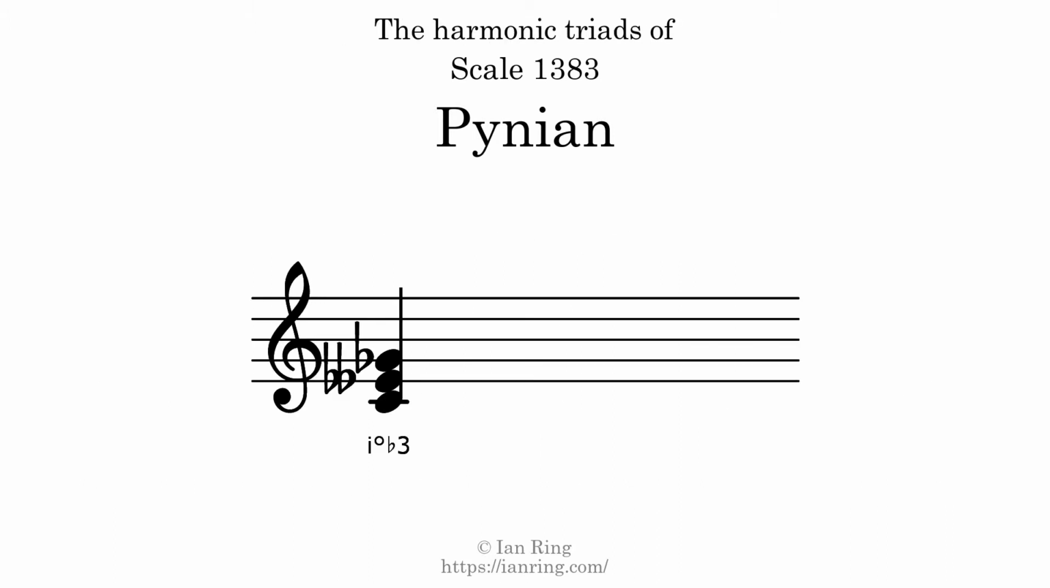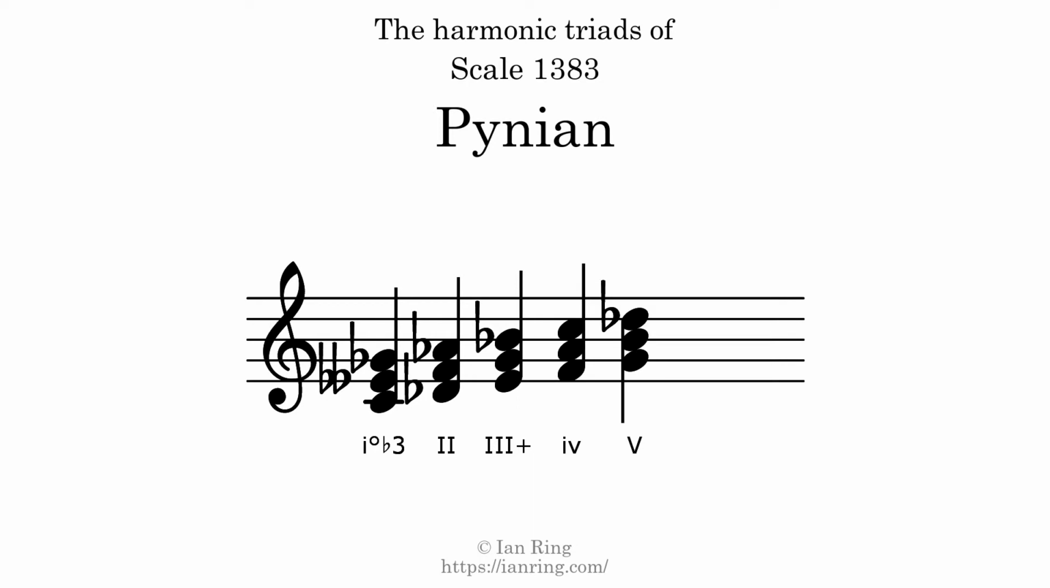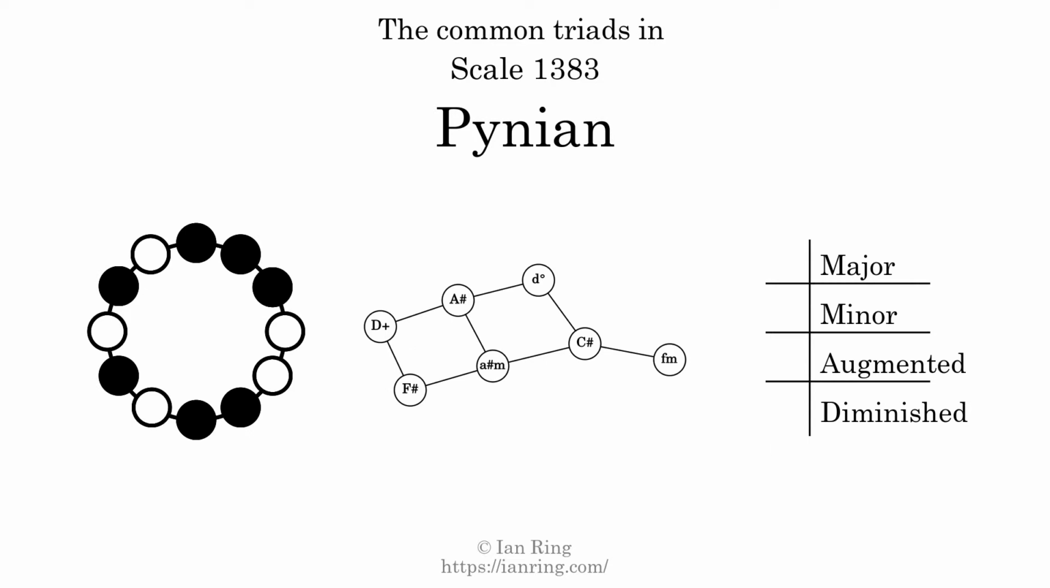Here are the harmonic triads present in this scale. Diminished flat 3. Major. Augmented. Minor. Major. Major flat 5. Minor. Here are the common triads present in this scale. The diagram in the center is a graph of parsimonious voice leading between triads. There are 3 major triads. There are 2 minor triads. There is 1 augmented triad. There is 1 diminished triad. Here is a Hamiltonian path of parsimonious voice leading that uses all the triads.